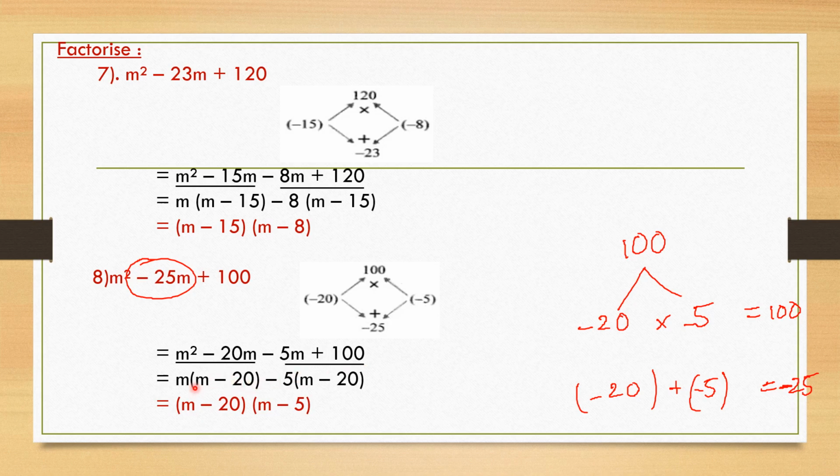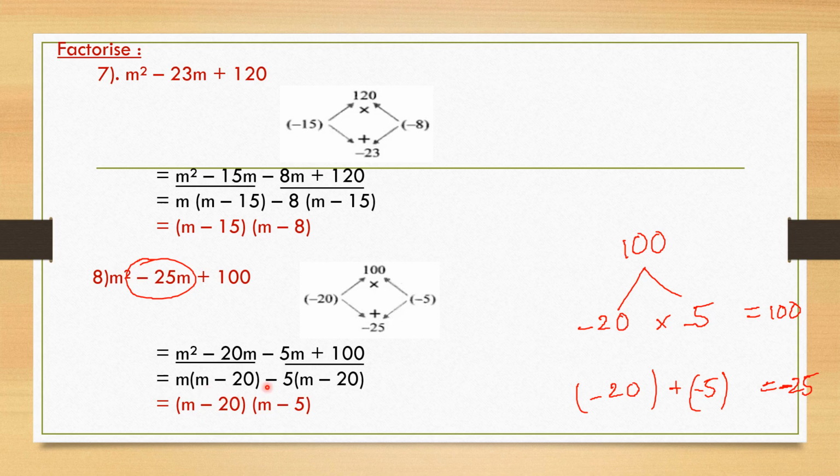In the first pair, we'll take m common outside, and inside the bracket we'll be left with m minus 20. In the second pair, we'll take 5 common outside and this minus sign as it is. Since minus is outside the bracket, this plus sign will change to minus. And inside the bracket, we'll be left with m minus 20.